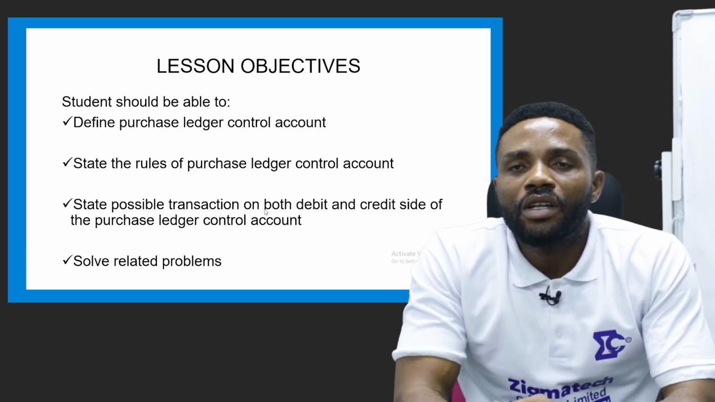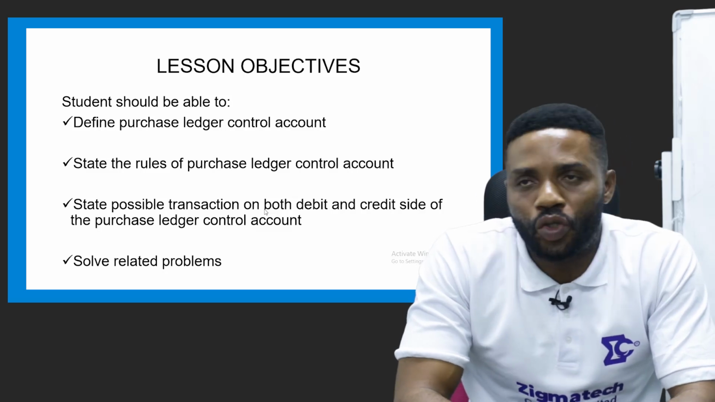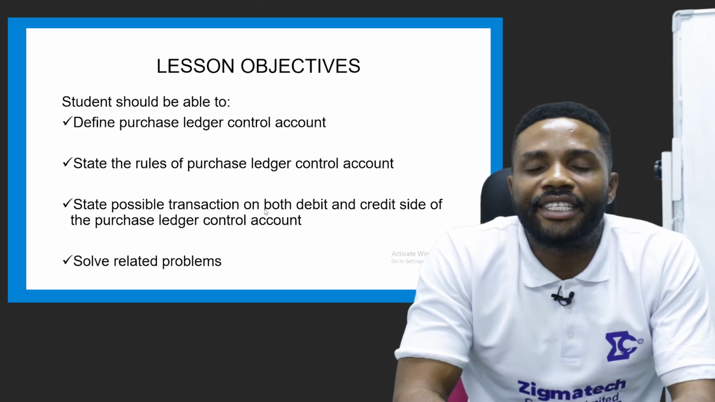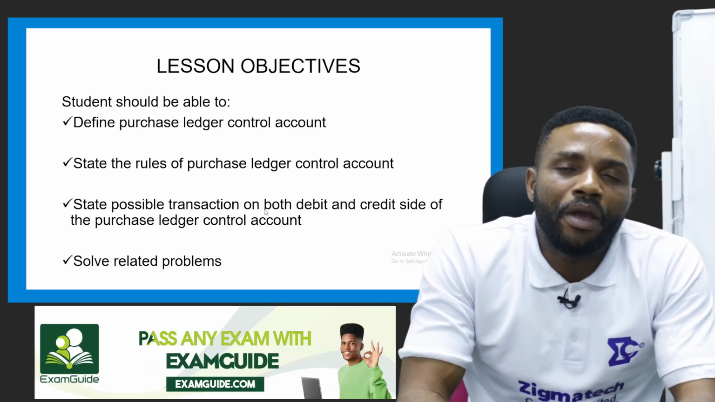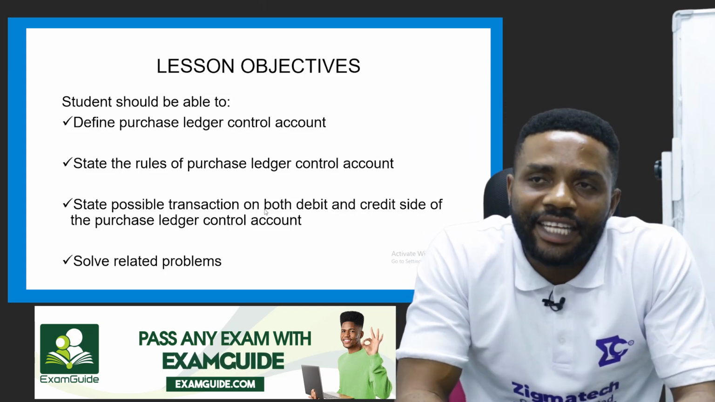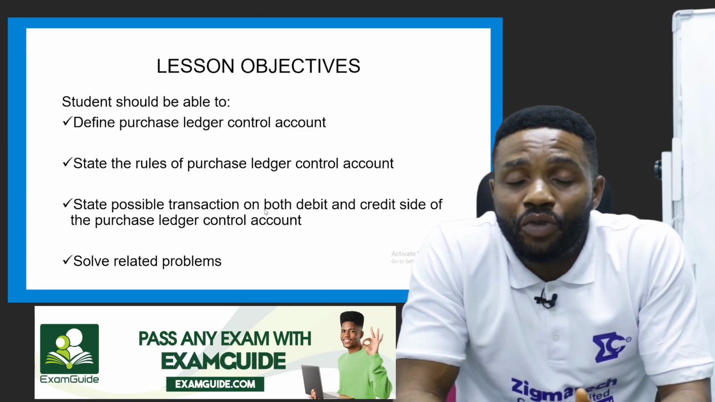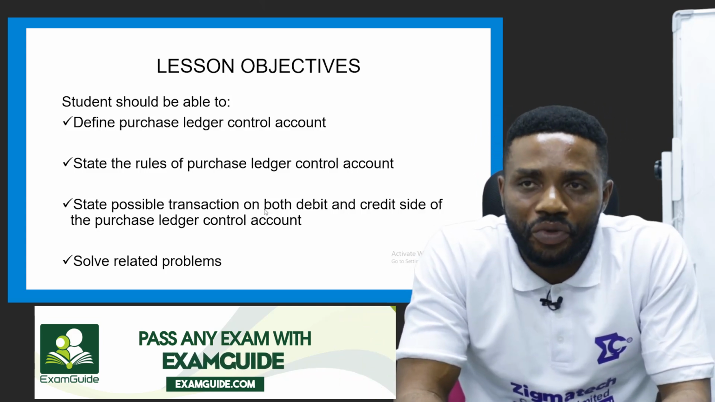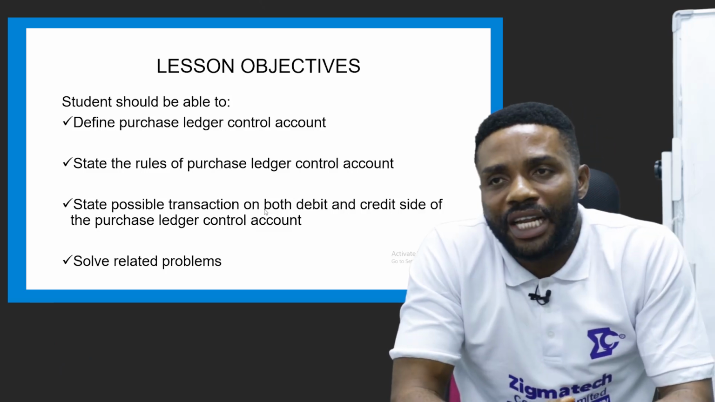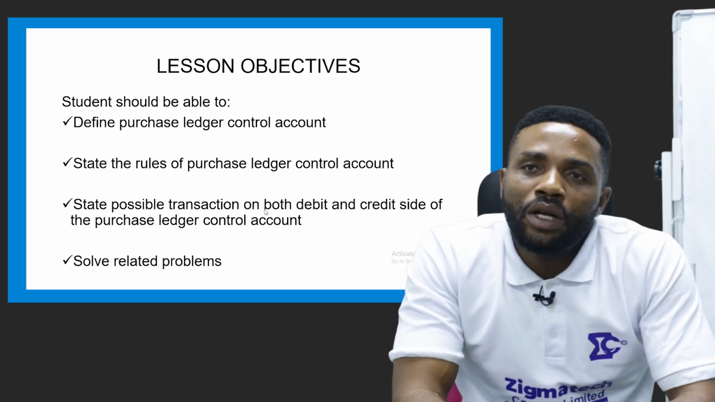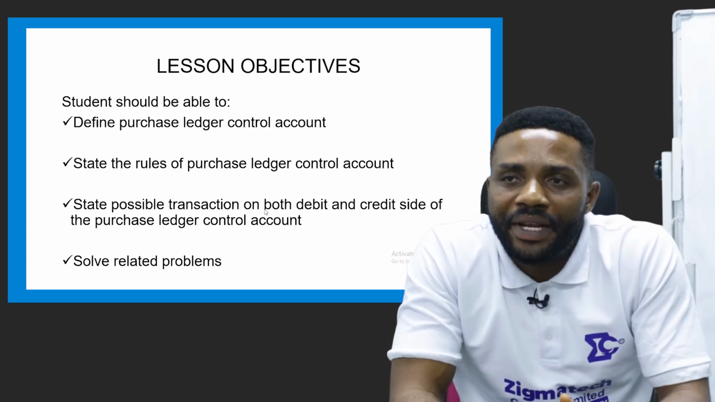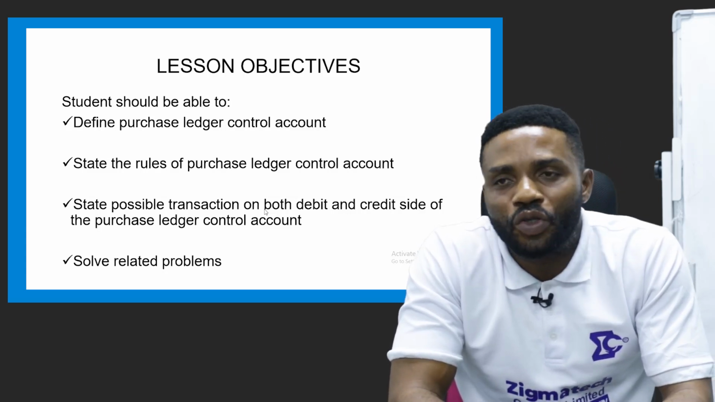Number 1, we are going to define what purchase ledger control account is all about. If you are asked in a nutshell, what is purchase ledger control account, how will you be able to define it? And then we're going to state the rules of purchase ledger control account. We have a standing rule that determines how to prepare purchase ledger control account. And the third objective is we're going to state the possible transactions on both the debit and the credit side of the purchase ledger control account.